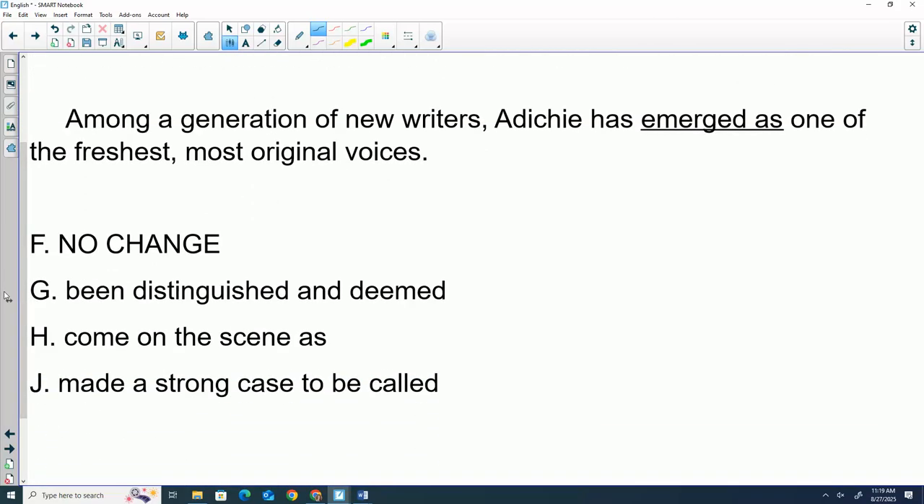On these, no change is almost always an option. It's a valid option. It is going to be right sometimes. So don't assume there is an error.